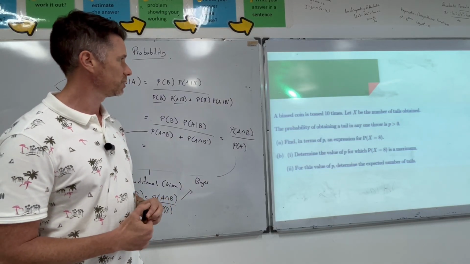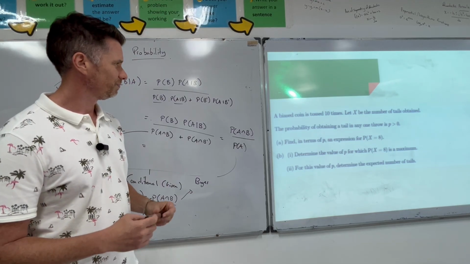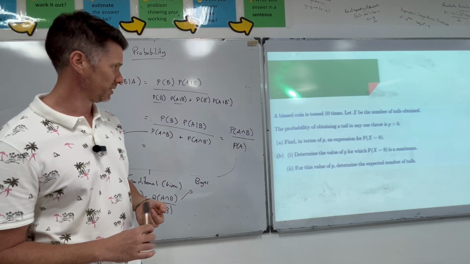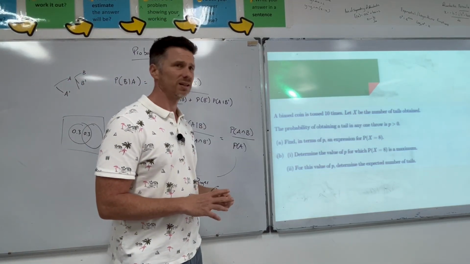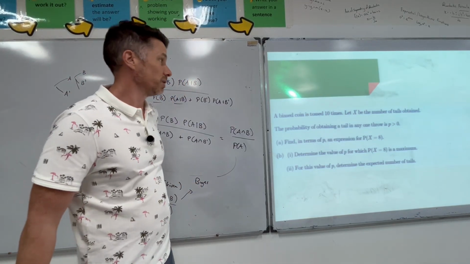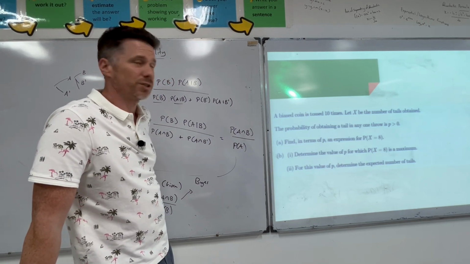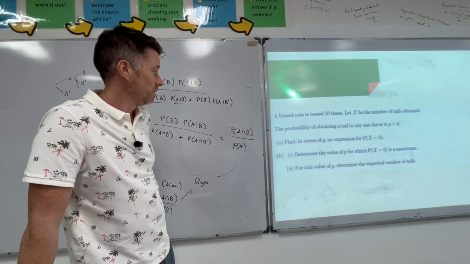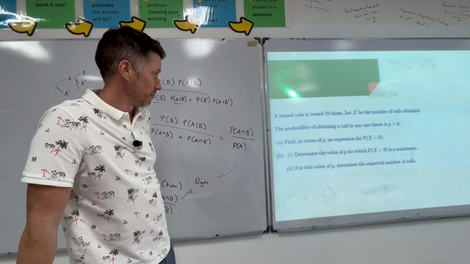All right, a biased coin is tossed 10 times. Let X be the number of tails. What are the thoughts here? What type is this? It's not 50%, that's one thing you know. It's not 50-50, that would be pretty easy. I'm thinking binomial. Yes, a binomial distribution.